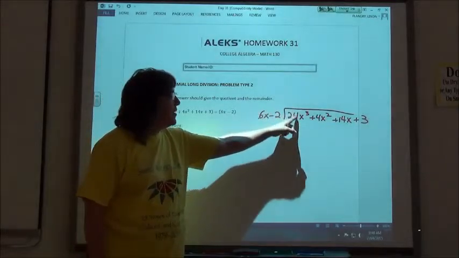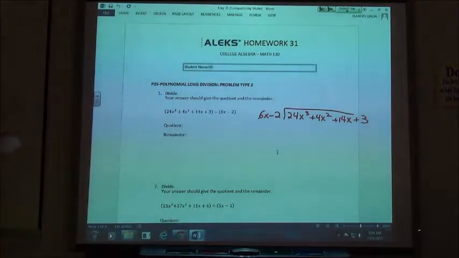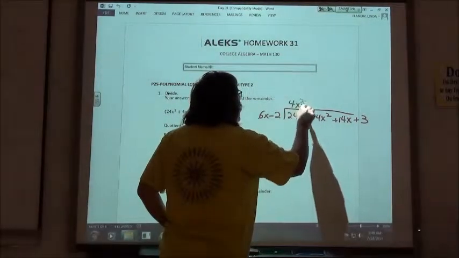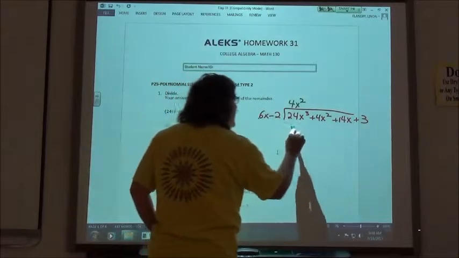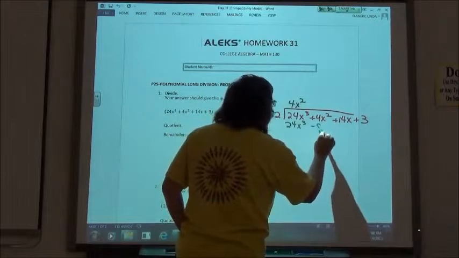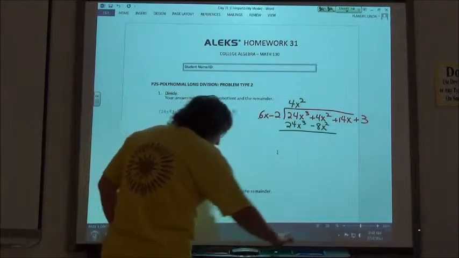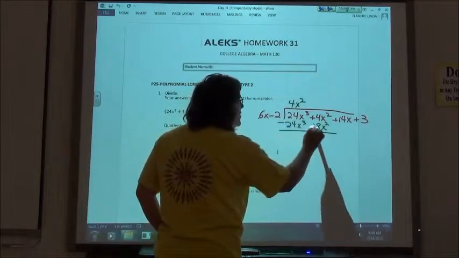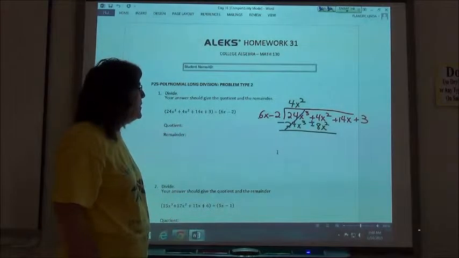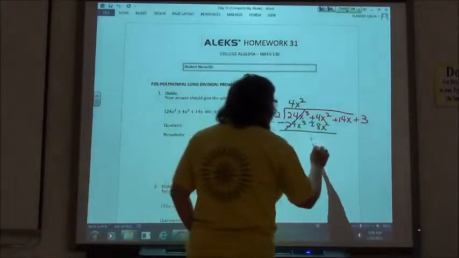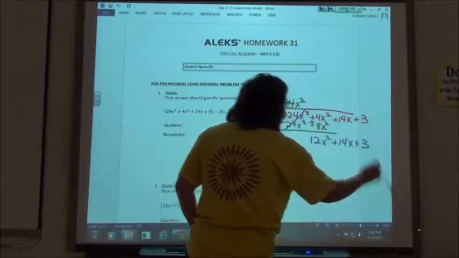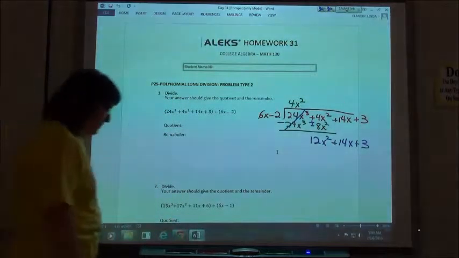What times 6x will give us 24x to the third? 4x squared. So we're going to put 4x squared on top. 4x squared times 6x is 24x cubed. 4x squared times a negative 2 is a negative 8x squared. We then have to subtract, so we change our signs. So that one becomes positive 8x squared. Cancel out our 24x cubes. 4x squared plus 8x squared would give me 12x squared, and you can just bring down the rest of that and then repeat the process.